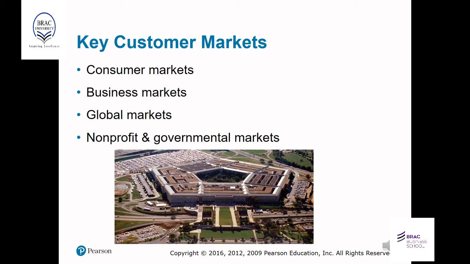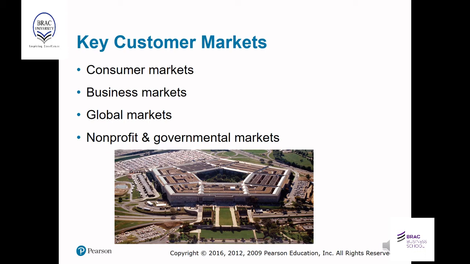The first one is consumer markets. So consider the organization Otobi. It is selling different patterns of furniture. So while I am purchasing a table for my personal consumption, then I am the consumer market. And when Brac University is giving an order for chairs for its classrooms, then for Otobi, Brac University is a business market.